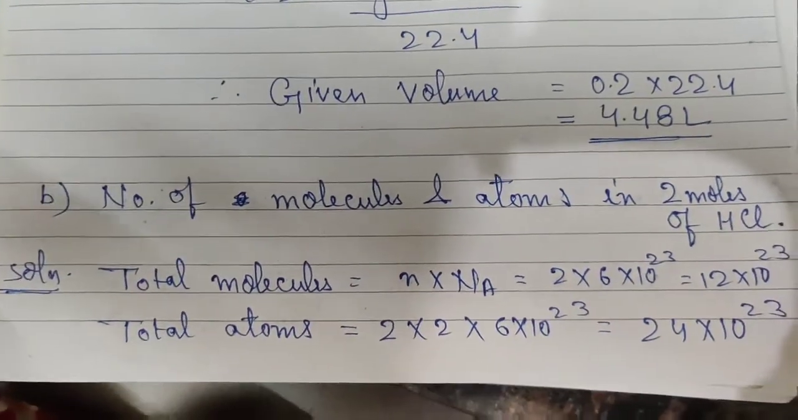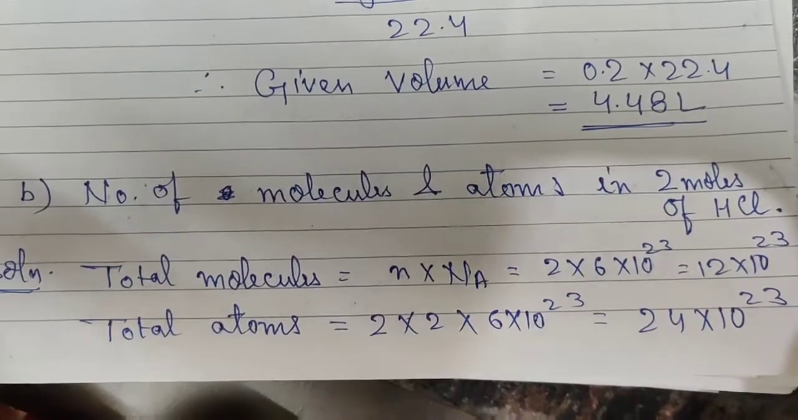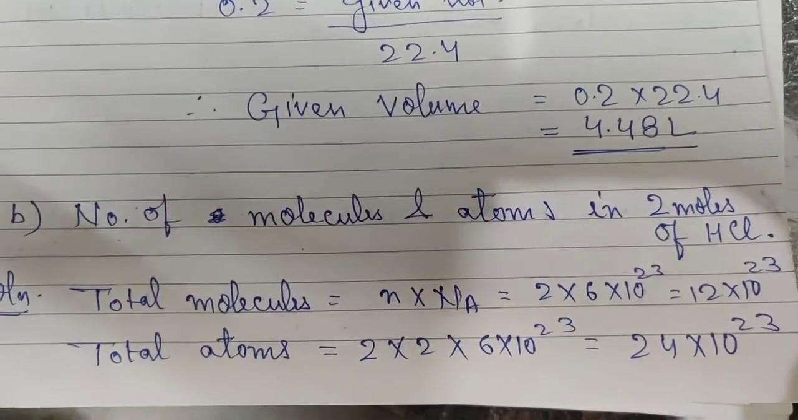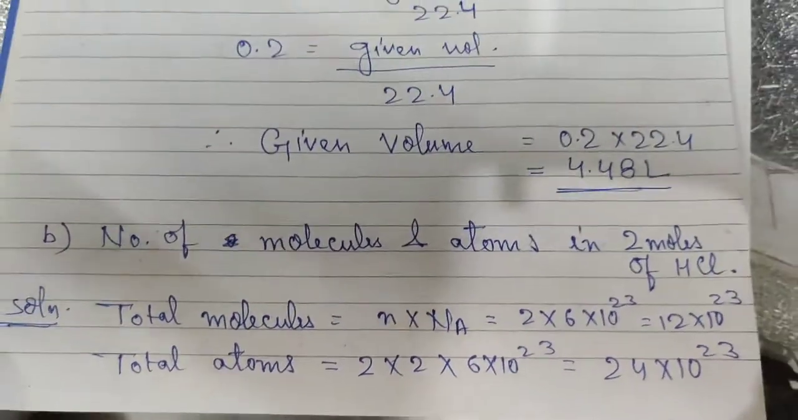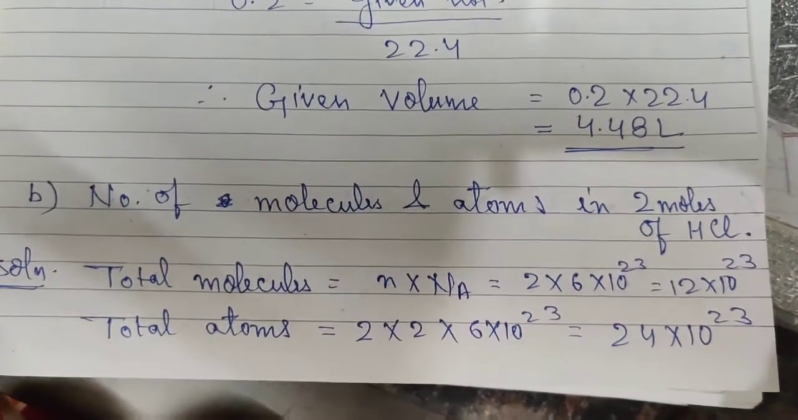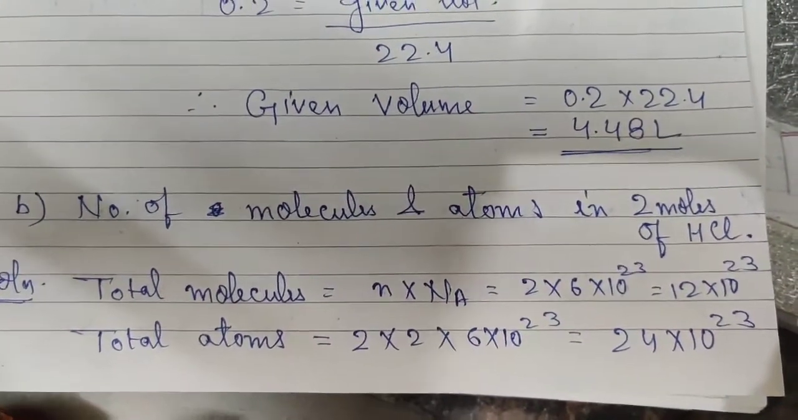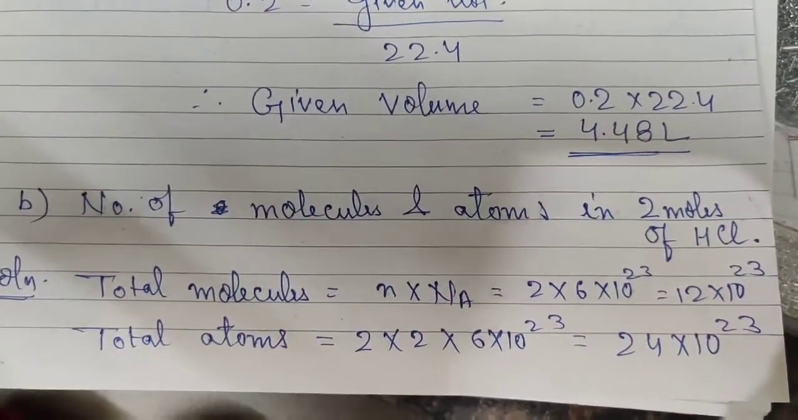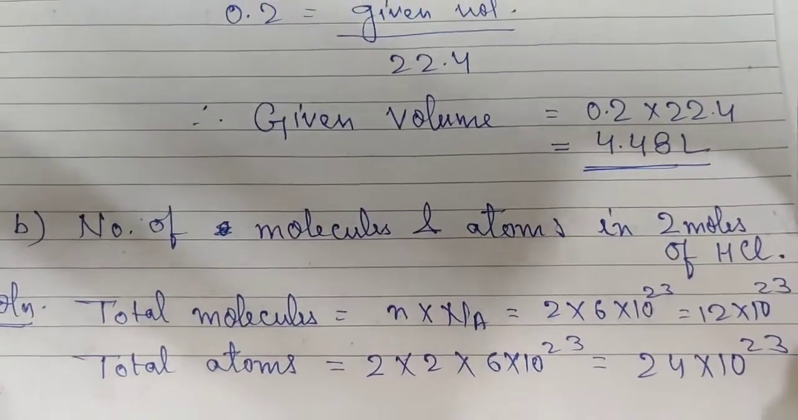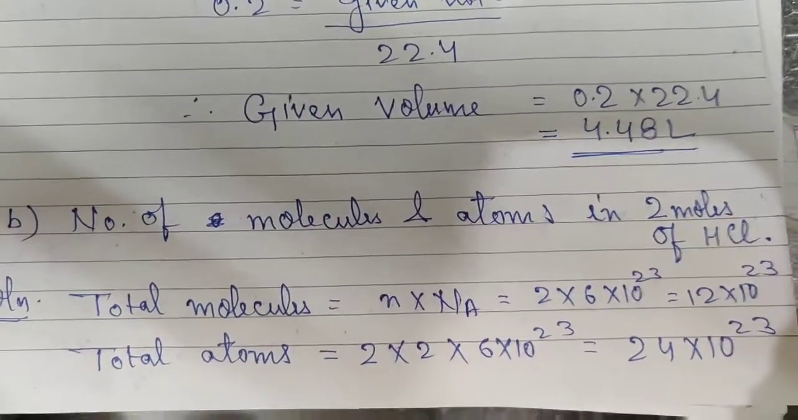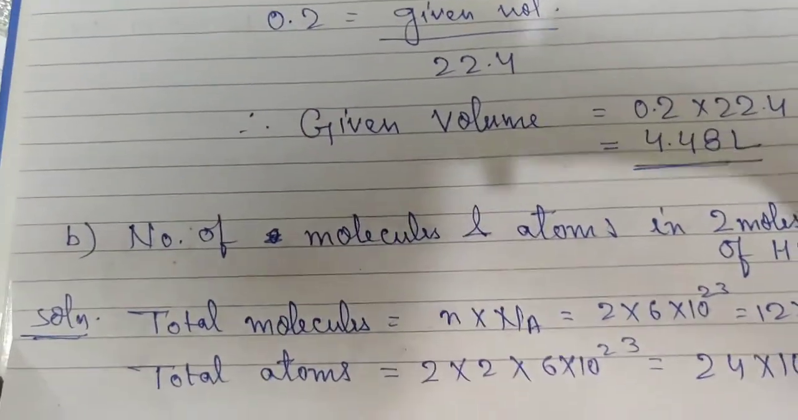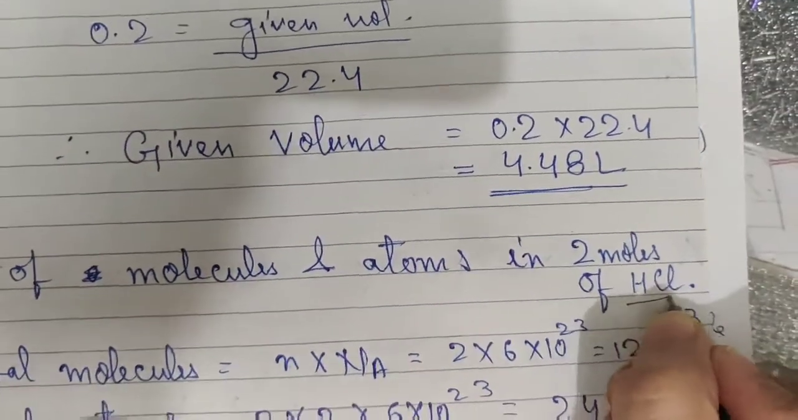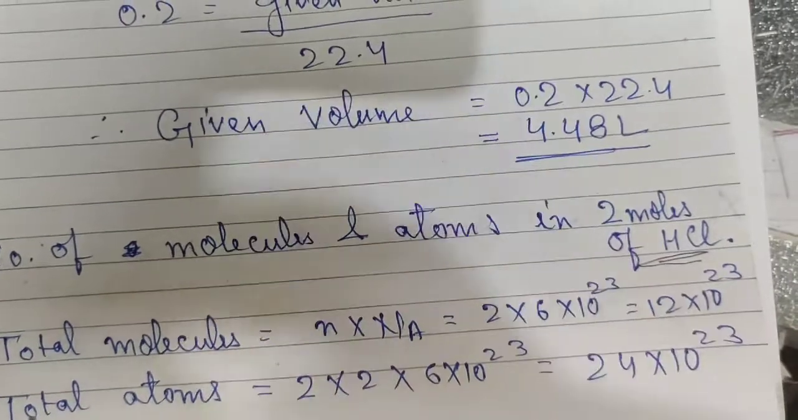Now the next part is: find the number of molecules and atoms in 2 moles of HCl. In this question you can see that two types of particles are being asked. Molecules are asked and atoms are also asked in 2 moles of HCl. First thing you need to do is find out what is given to you, whether atom is given or molecule is given. We all know that HCl is a compound, a molecule.